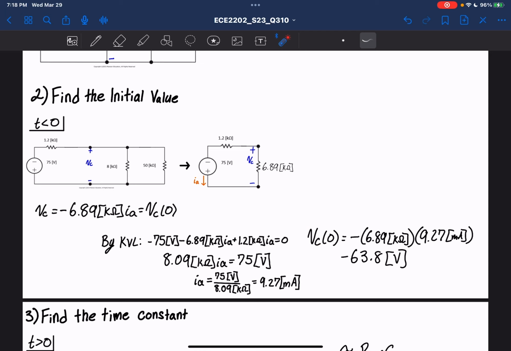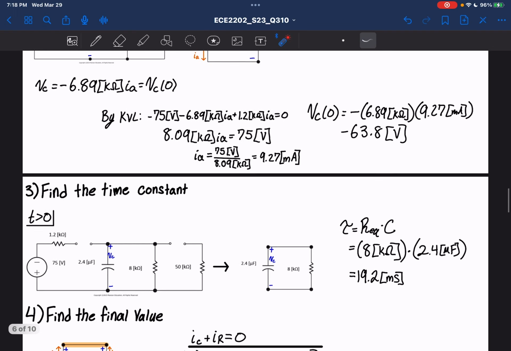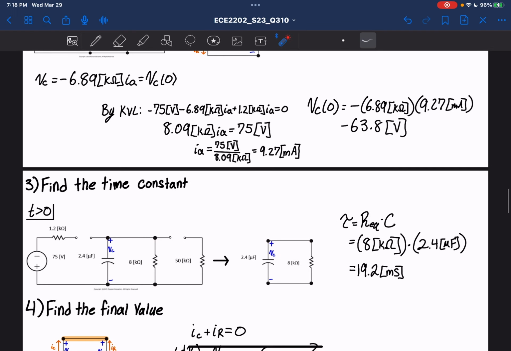And that is VC of 0, because capacitors cannot change voltage instantaneously. And since it's in steady state, we're going to assume that this is the closest we will get to the capacitive voltage at time equals 0. The next parameter is the time constant.